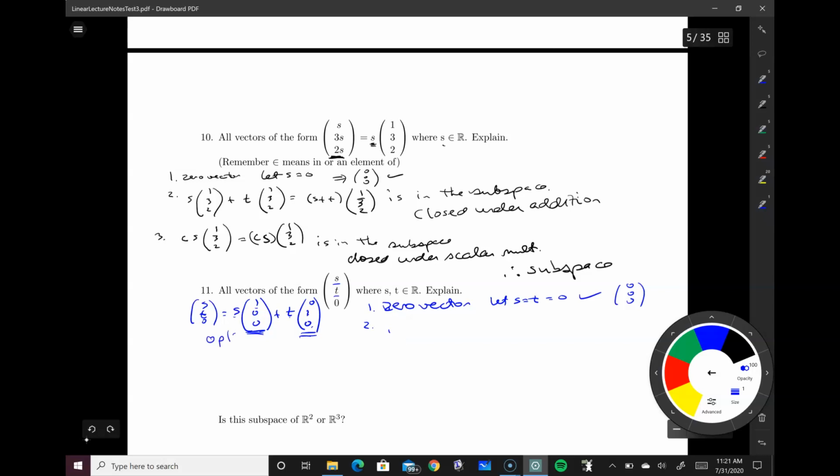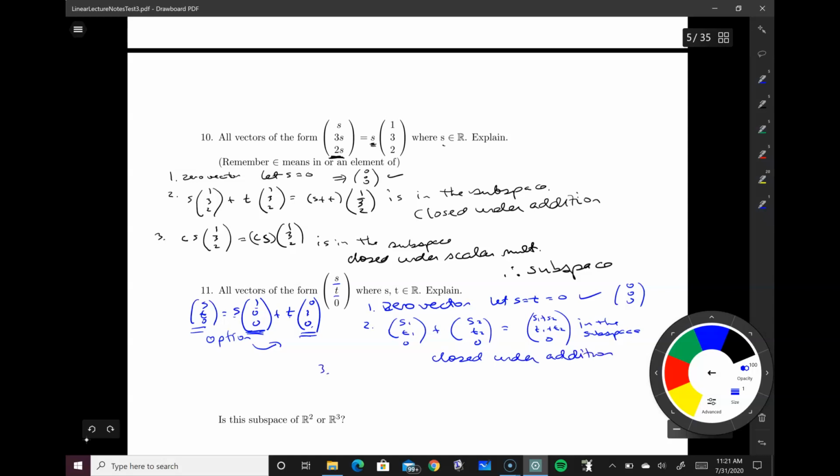This is an option to separate it into two, right? But I could use the vectors like this. So I'm going to use s1, t1, 0 plus s2, t2, 0. And because I know how to add vectors together, this gives me s1 plus s2, t1 plus t2, and 0. This is in the subspace. So this is closed under addition.